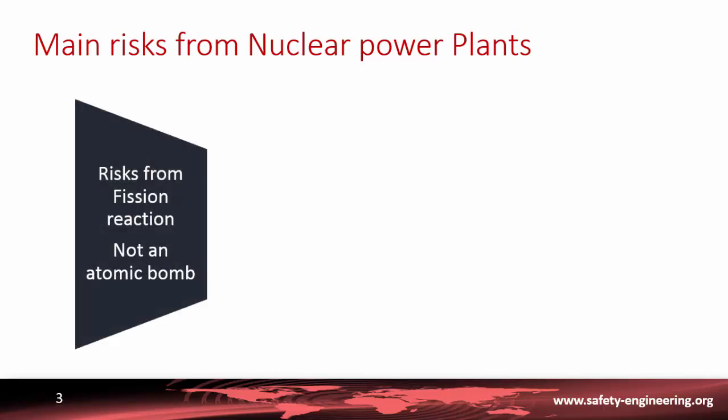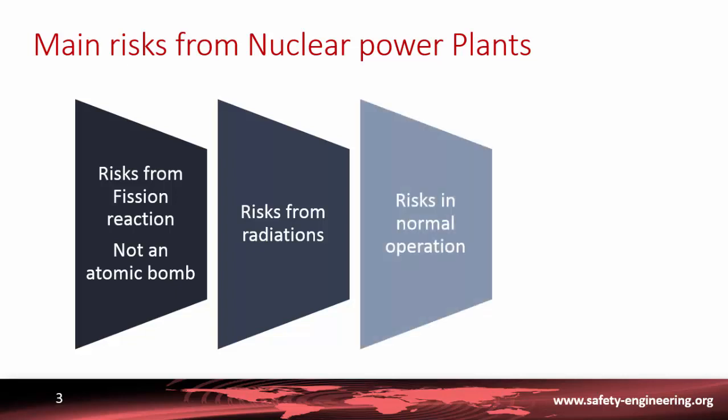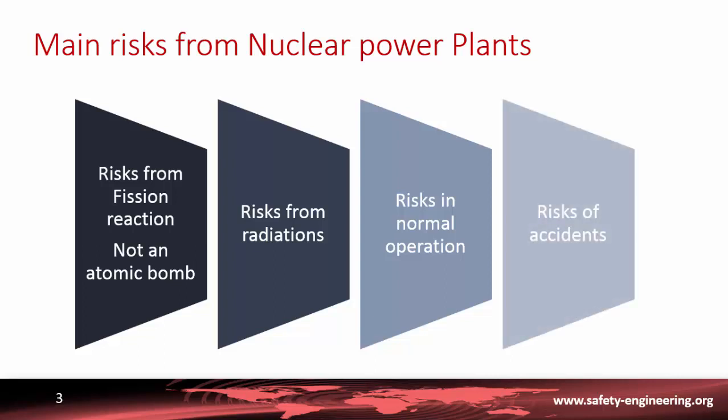But first, let's look at the main risks from nuclear power plants. Of course, the first risk is linked with the fission reaction, but it's important to say right here that a nuclear plant cannot be transformed into an atomic bomb, because of the physical arrangement of the elements of the core that renders that impossible. Then there is the risk from radiation, and we will have a look at the risk in normal operation, and of course the risk of accident, which is the major one.